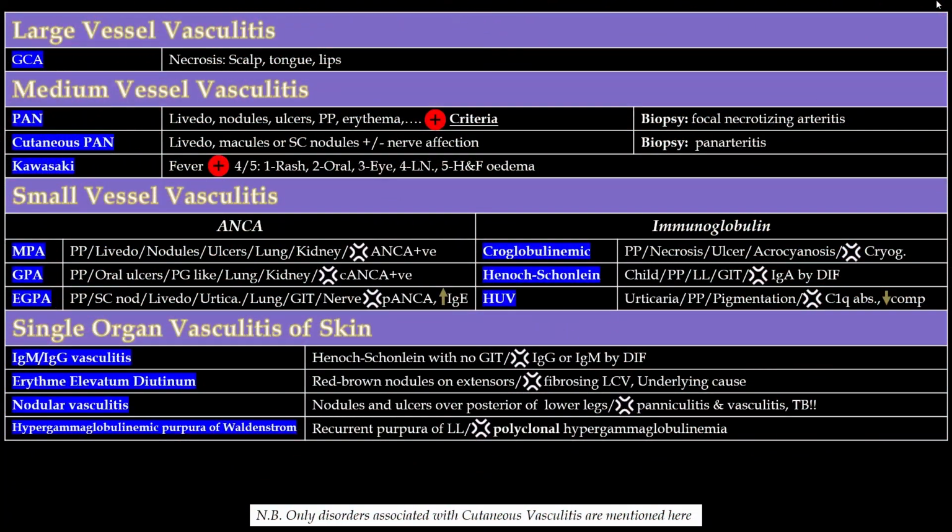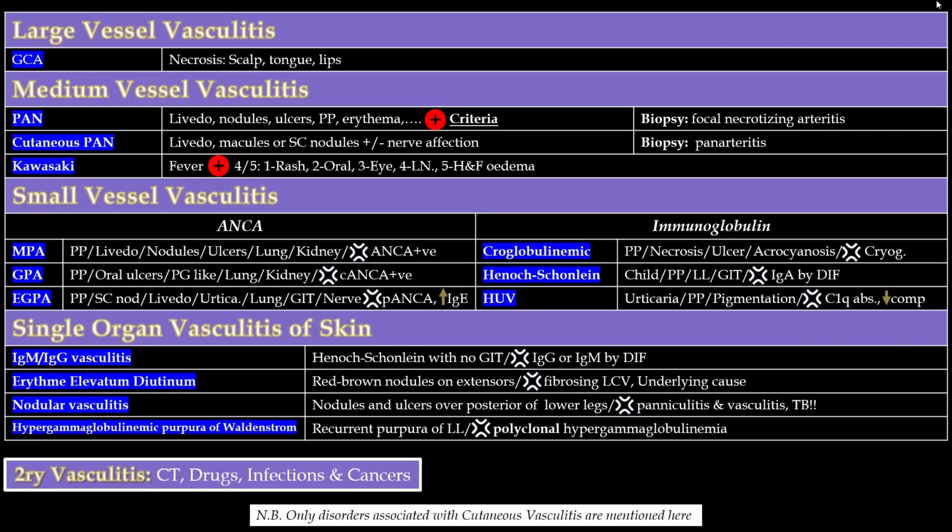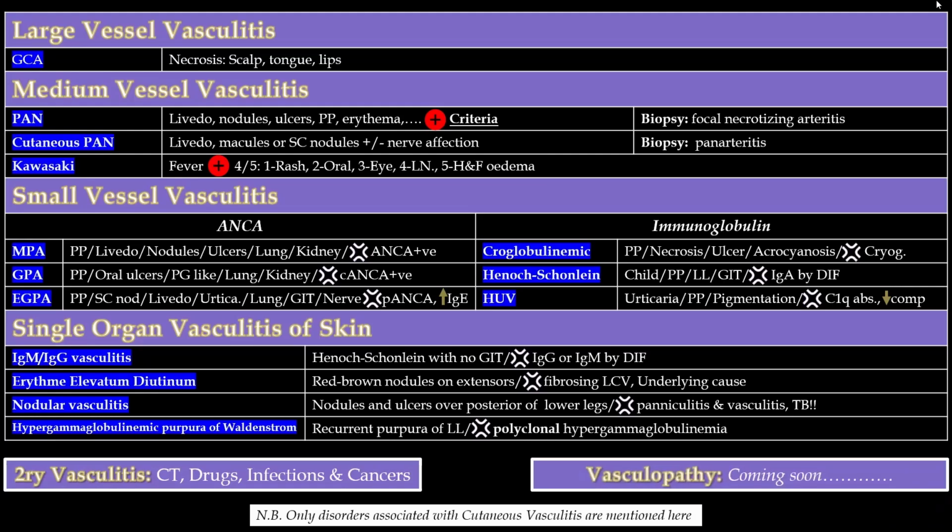This table summarizes all the previous lectures about cutaneous vasculitis, and it includes only vasculitic disorders with cutaneous affection. The most common physical signs are listed, as well as the most diagnostic tests, if any. Nonetheless, this is not a comprehensive list, but a simplified guide for easy recall. We should not forget that cutaneous vasculitis can be secondary to connective tissue disease, drugs, and infections. Also, the overlap between vasculitis and vasculopathy may pose diagnostic challenges, which hopefully we can discuss soon in a separate lecture.